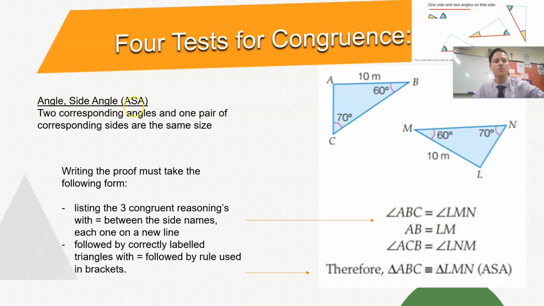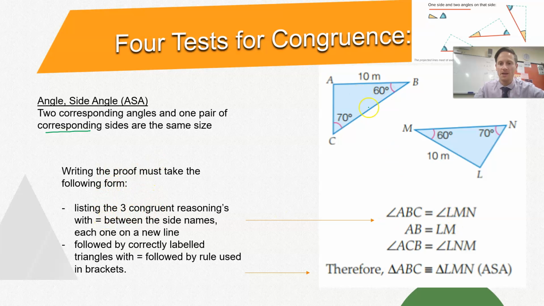So the fourth test is angle, side, angle, ASA, or it might be written as AAS. So you have 2 corresponding angles, so 2 angles next to each other, which they have to be in a triangle, and 1 pair of corresponding sides are the same size. So this corresponding is important. So basically what that means is the side that's identified needs to be the same side on the other triangle. So I'll show you what I mean as I go through this.